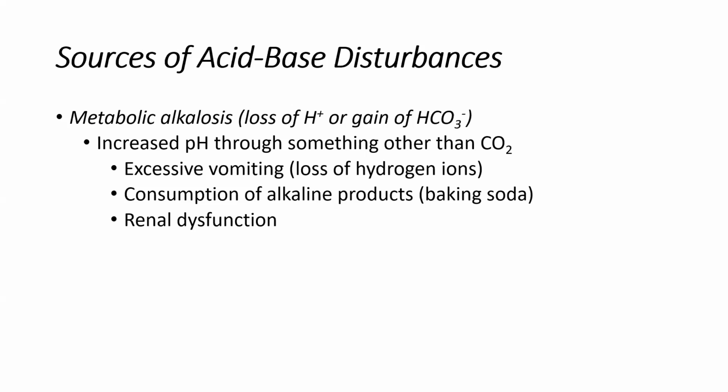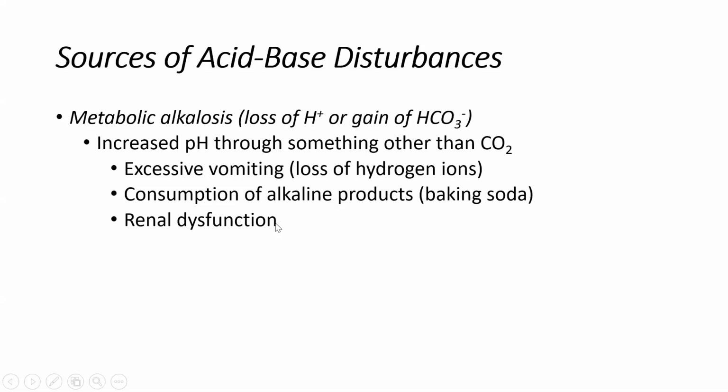Consumption of alkaline products like baking soda, magnesium citrate, which some people drink for an upset stomach, can also contribute to metabolic alkalosis. So you want to be careful with some of those alkaline products that you may be ingesting. They can be throwing your acid-base balance out of whack. And then finally, renal dysfunction. And a more correct term here would be renal hyperfunction, not so much dysfunction. So you want to get specific here, and maybe you can put this in your notes, renal hyperfunction.